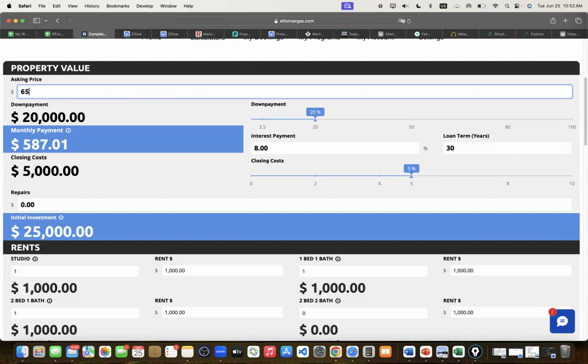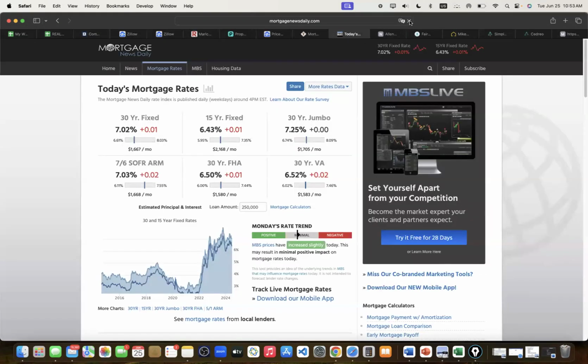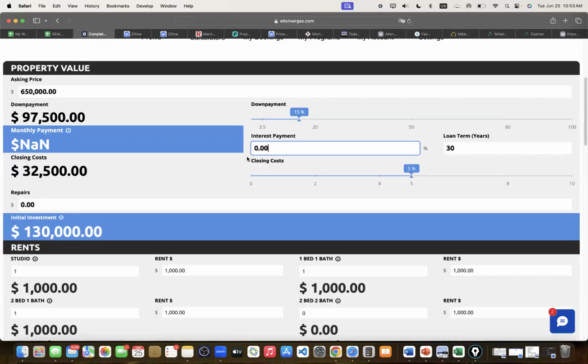Let's say they're asking $650,000. Let's do a 15% down payment because you get a better rate at 15% down. What are conventional loans right now? 7.2. So I can probably get 6 and a quarter. 675. Closing costs, let's do 3%. No repairs. Down payment, 30 years.